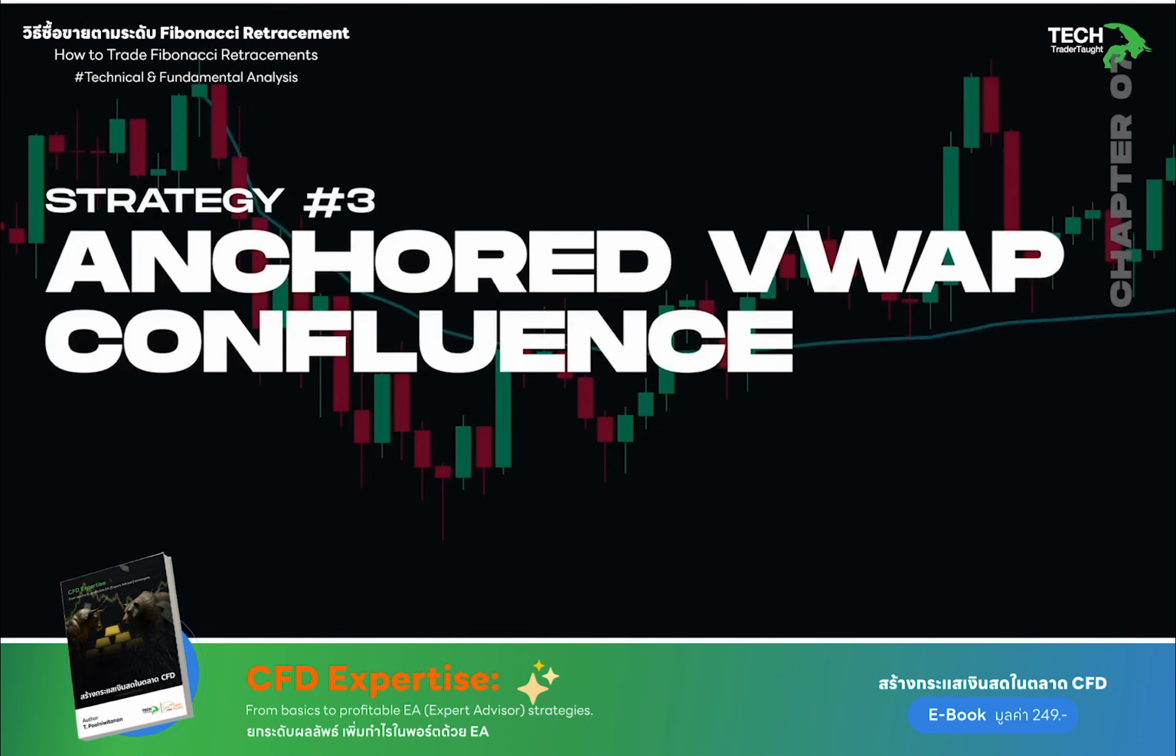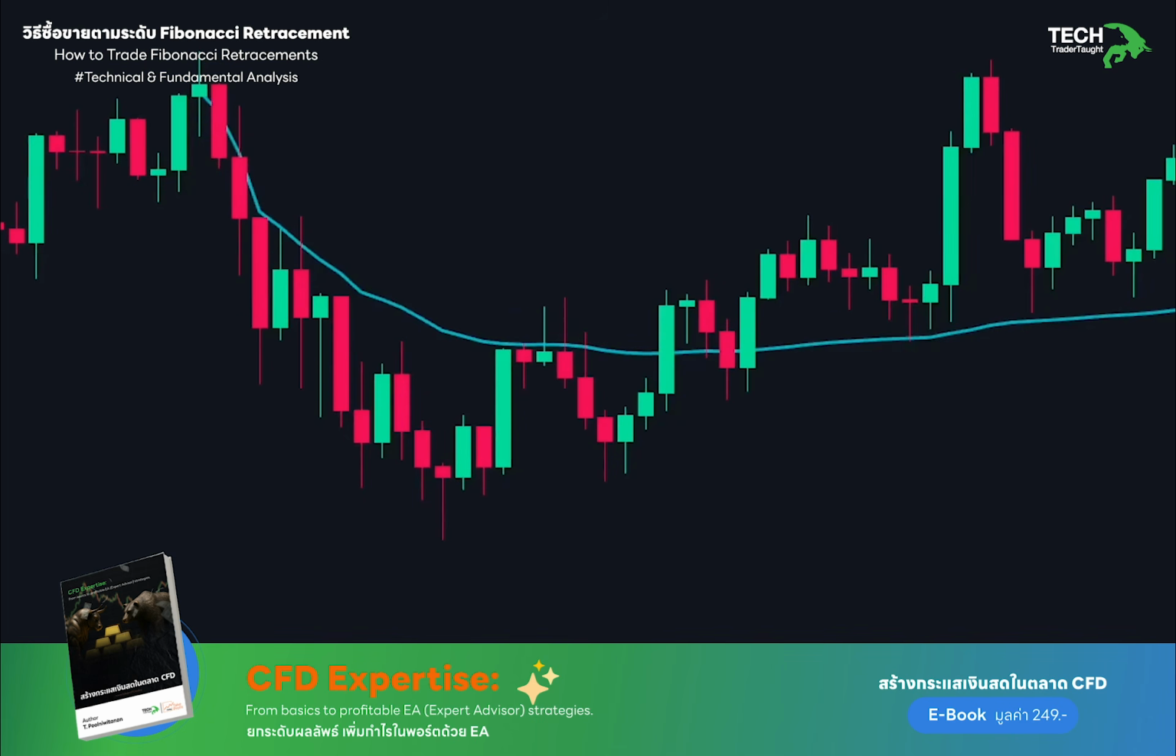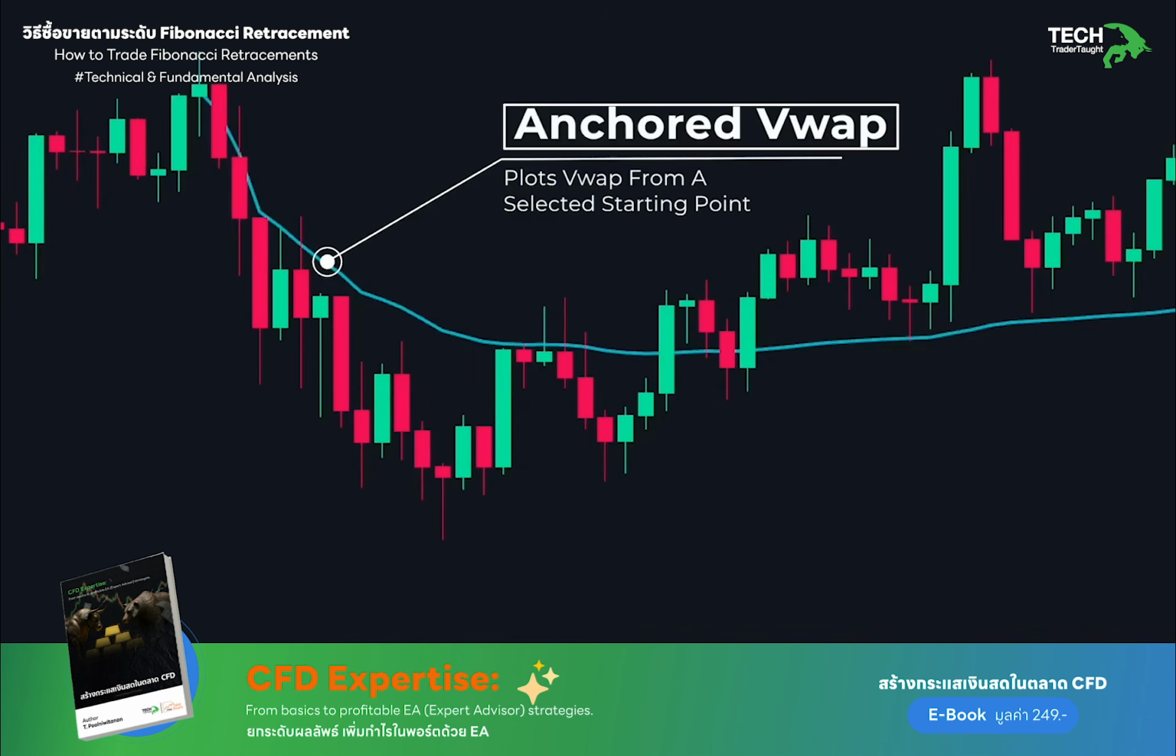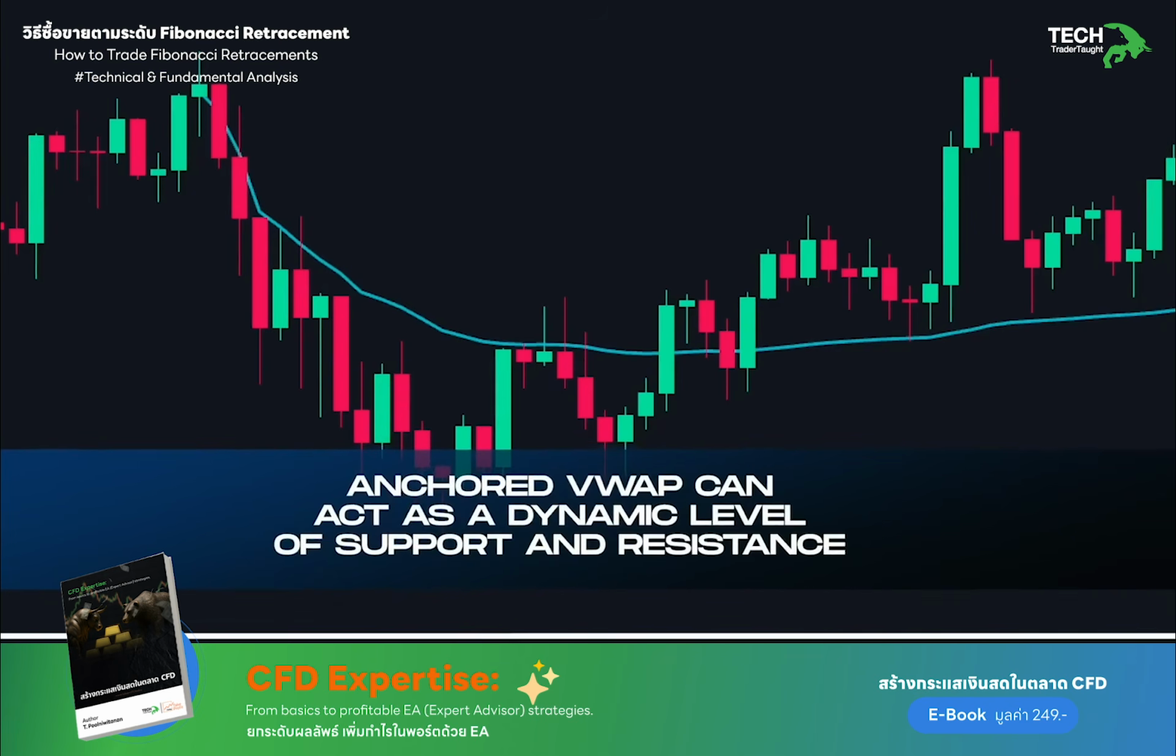Strategy number 3, anchored VWAP confluence. Anchored VWAP is one of our favorite indicators at Trade Prime. We find it highly accurate in finding solid areas of support and resistance. Anchored VWAP is a tool that plots the VWAP from a selected starting point. Like the moving average, it can act as a dynamic area of support and resistance.